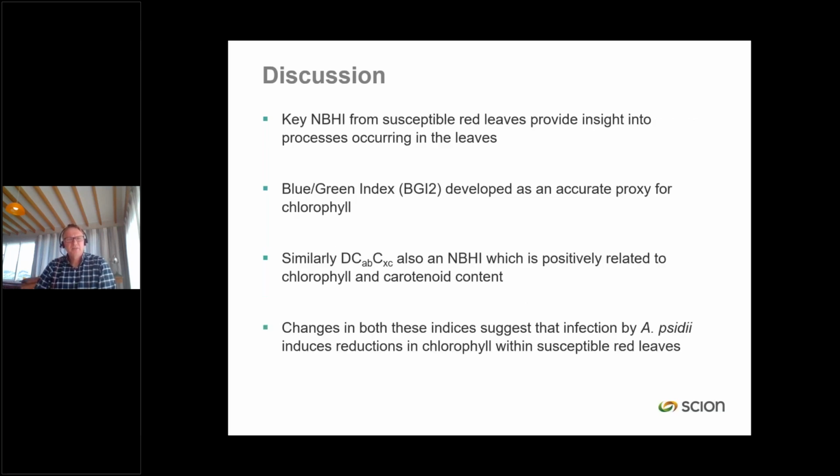The key narrowband hyperspectral indices from susceptible red leaves provide insight into the processes occurring in the leaves. The blue-green index has been developed as an accurate proxy for chlorophyll, and similarly the chlorophyll carotenoid index is also a NBHI, which is positively related to chlorophyll and carotenoid content. So changes in both of these indices suggest that infection induces reductions in chlorophyll within susceptible red leaves.